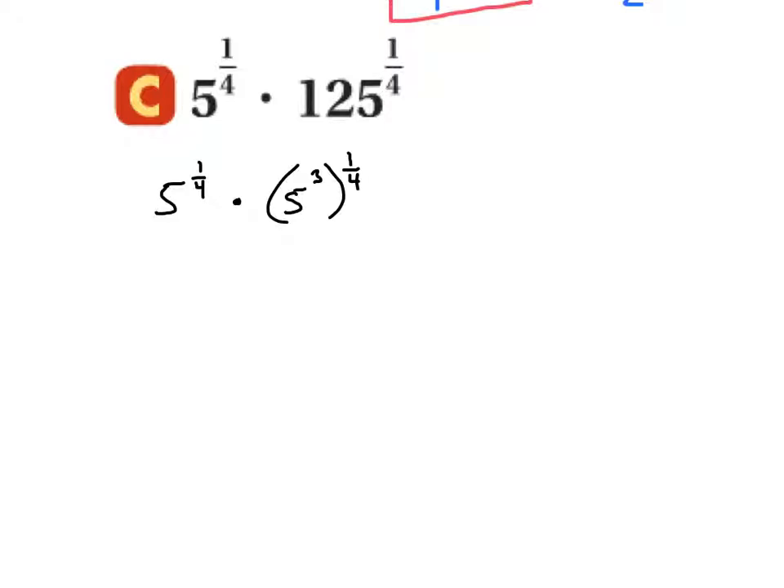So then, what do I do here, folks? What do I do with powers? Power raised to a power? I multiply them. So I have 5 to the 1/4 power times 5 to the what power? 3/4. 5 to the 1/4 power times 5 to the 3/4 power. Well, now I'm multiplying two numbers that have the same base. What do I do with the exponents? Add them. 1/4 plus 3/4 is 4/4, or 1.